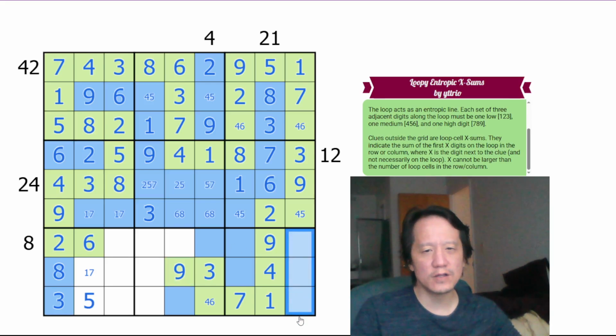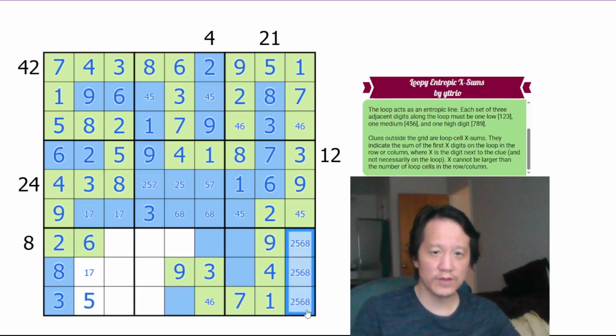Rest of column 9 has to be 2, 4, 5, and 6. But no 4s allowed in... Is it 2, 4, 5, 6? 2, 4, 5, 6, 8. Rest of the box can't be 4 because of the 4 in the box. This can't be 2 or 6, so this is 5 or 8. This can't be 8, this can't be 5.